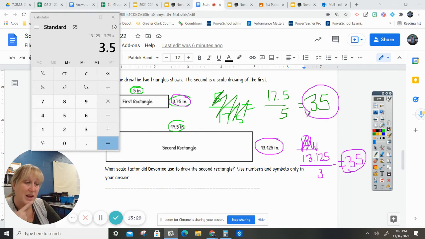It's 3.5. It wants it used as numbers and symbols only, so that means it wants to say 1 is your little one. Little one, see the first rectangle stands for 1. And the second rectangle is 3.5. Remember that computer wants it written like that. You want the 1, the colon, and then whatever the scale factor is. That's why it's telling you that. We have seen it 3 different ways. So just make sure that you have answered it how the computer wants you to answer it.